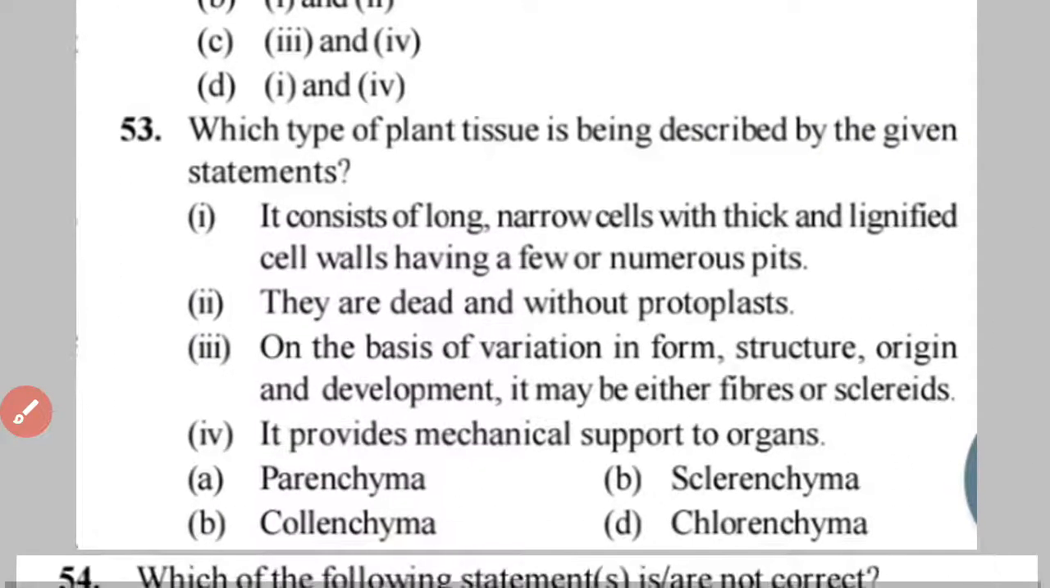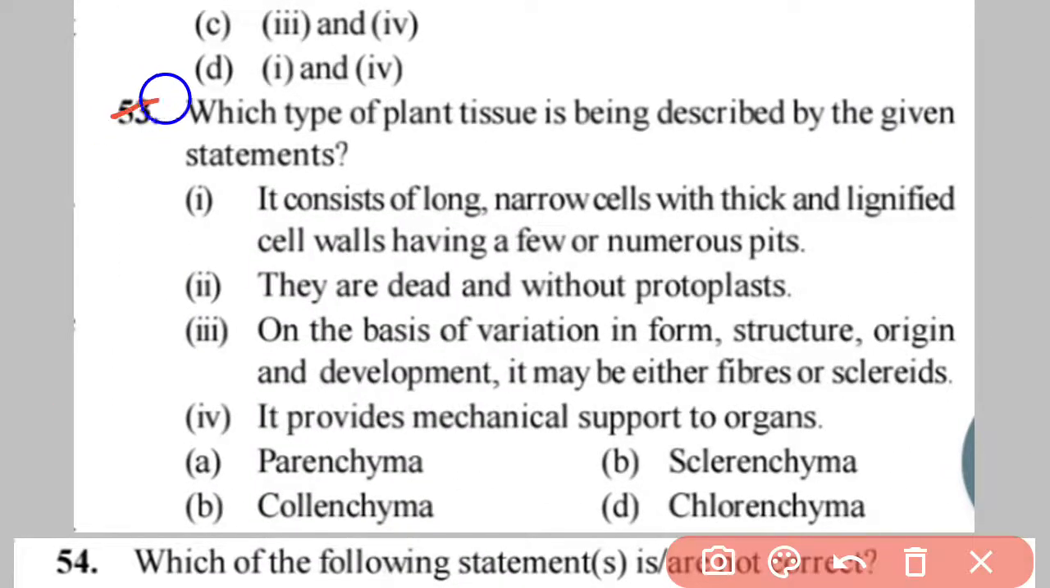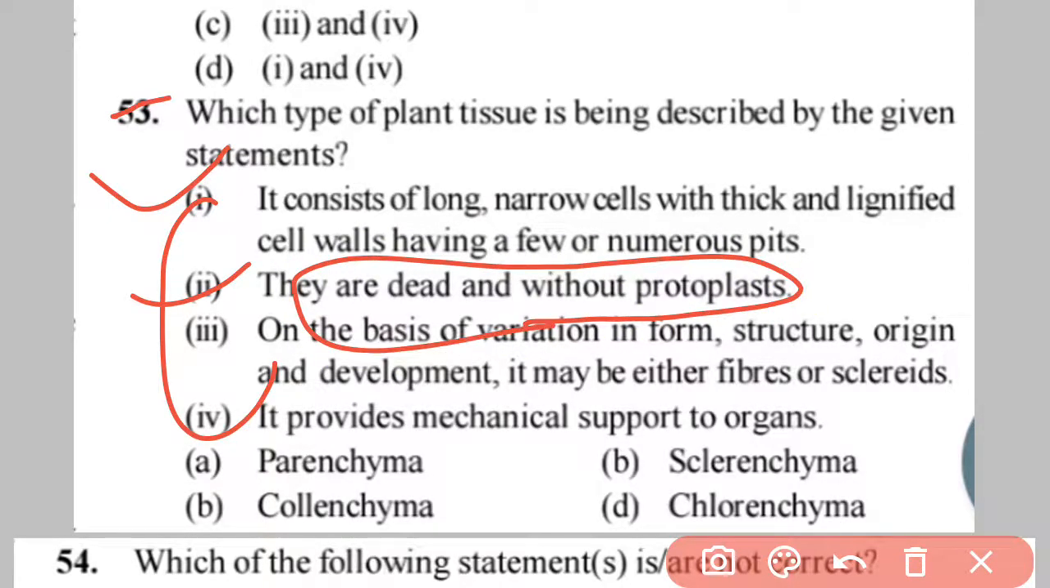Let's move on to question number 53. Question number 53 is: which type of plant tissue is being described by the given statements? From the statements, we have to find the correct tissue. First, it consists of long narrow cells with thick and lignified cell walls having a few or numerous pits. Second, they are dead without protoplasm. From this you can remember it is sclerenchyma tissue. We got the answer from this statement: sclerenchyma.